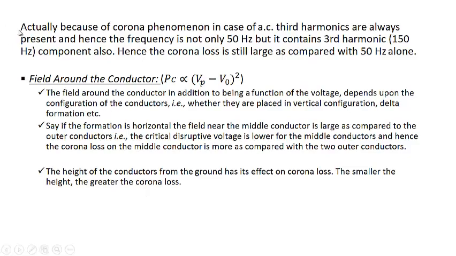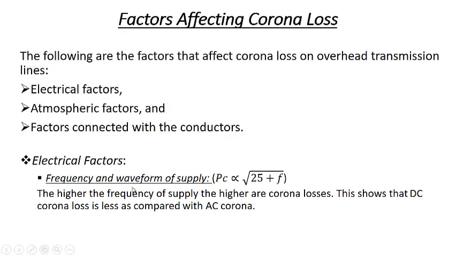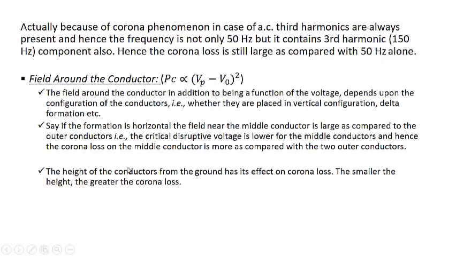One more thing which is important regarding this point is actually about the waveform of the supply. Because of the corona phenomena in case of AC, third harmonics are always present. So when corona occurs, it results in the distortion of the voltage waveform, which results in the presence of the third harmonic. Third harmonic means 150 Hz. And from this equation, you can see that third harmonic corona loss will be more as compared to this 50 Hz, and the total will be more. So hence the corona loss is still large as compared to 50 Hz alone.